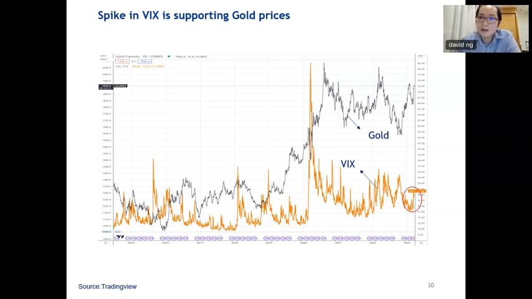As long as there's still persistent fear in the market, gold prices tend to benefit. Now, if the VIX index starts to decline, that means fear has pretty much subsided in the market. Generally, in that condition, you expect gold prices to decline. So I think VIX is a good measurement for us to gauge how the market fear is.